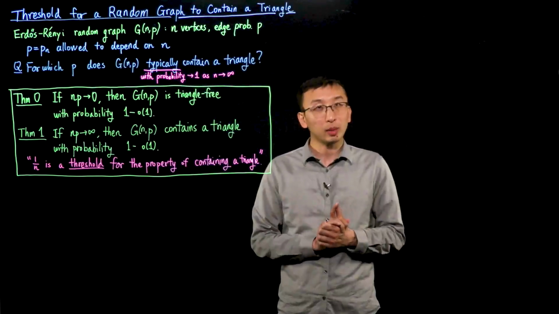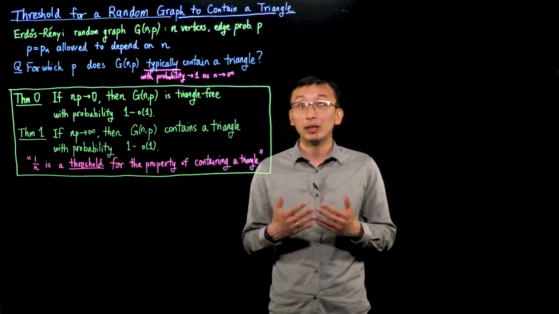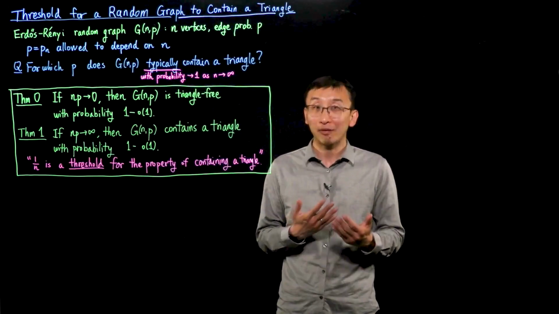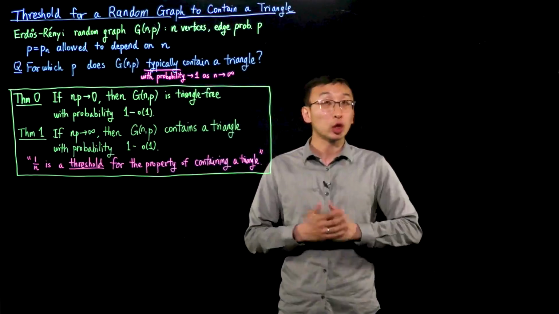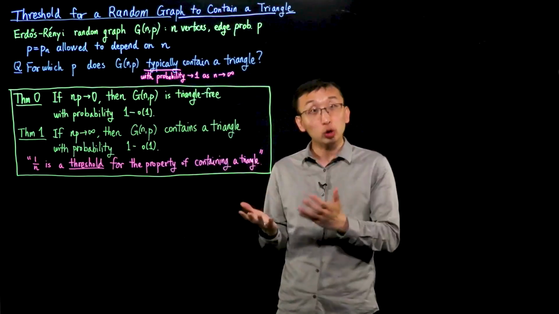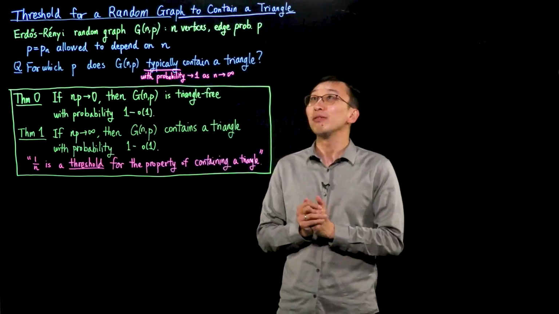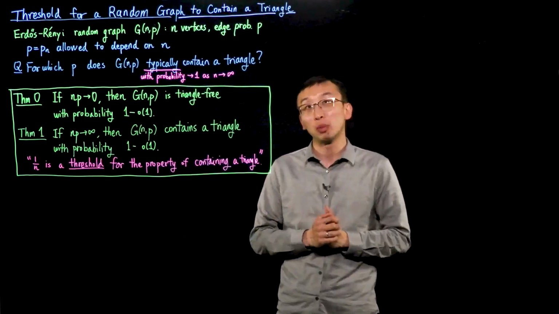Oftentimes, in applying the probabilistic method, we'll need to understand whether a certain random structure typically has a property that we're looking for. In this video, we'll look at one such property and understand how to analyze whether a certain random graph has the property of containing a triangle with high probability.